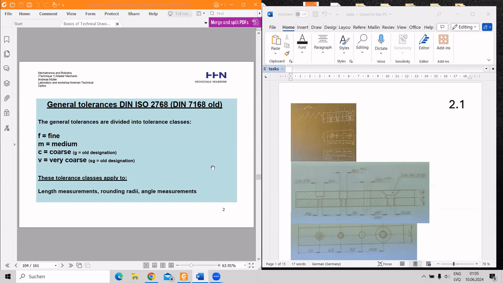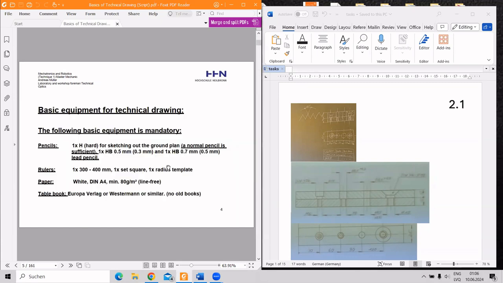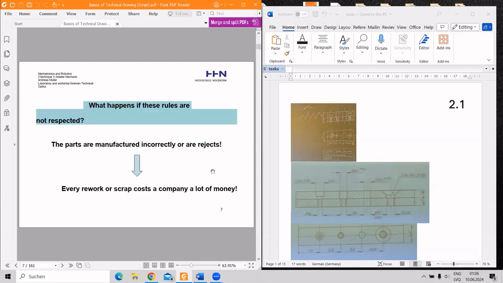In the previous two videos, we talked about technical drawing basics and threads and screws. Today we will go on with all other topics quite quickly, starting with general tolerances, but now we can just begin with a short repetition of the most important information from the slides.